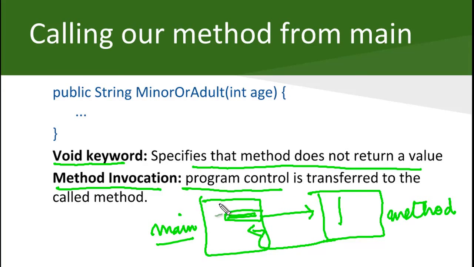So whenever the program control is at main and the method is invoked, the program control goes to the method and it is executed, and when it returns a value, the program control comes back to main.